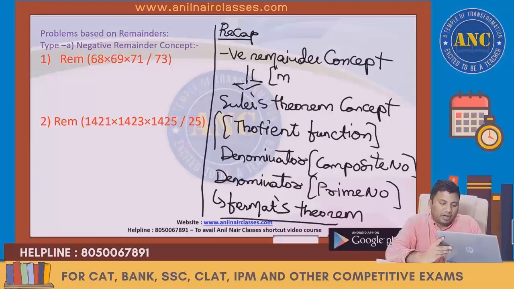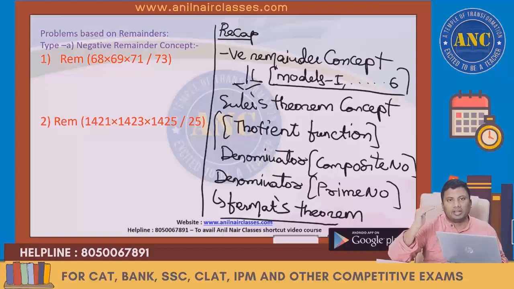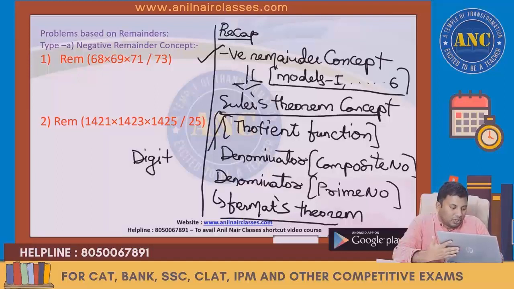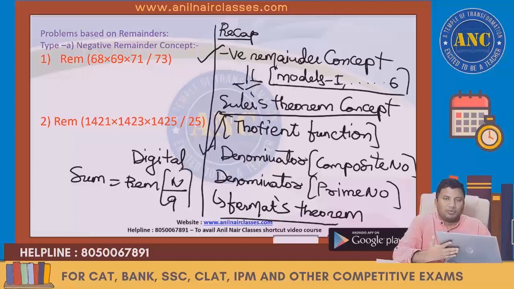In negative remainder, we discussed using models, model 1, 2, 3, till 6 models, and the seventh one is power to the power. 7 models we have discussed in the negative remainder concept. In Euler's theorem, we also discussed how to find the digital sum of a number. It is nothing but the remainder when you divide a number by 9. That also we used.